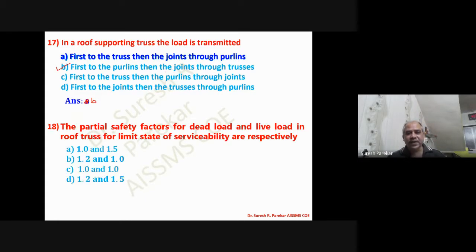Then the partial safety factor for dead and live load in roof truss for limit state of serviceability. Try to understand this: when we say serviceability, then we have those values as 1 and 1.